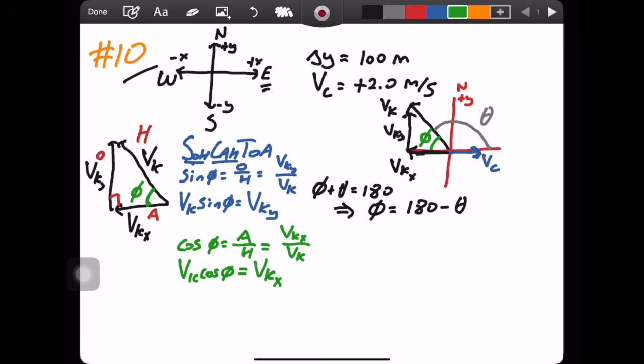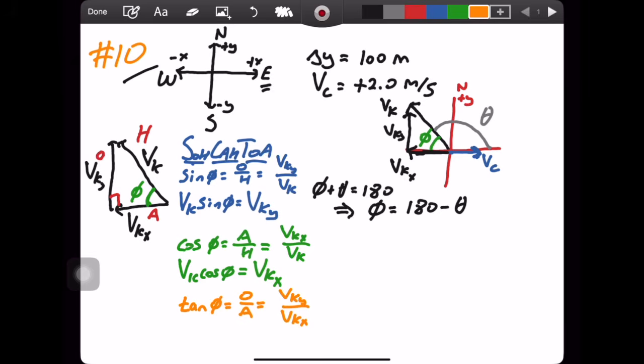Now, if I wanted to, I could go even further. I could use TOA. I used SO, CAH, now let's do TOA. We're not going to need this for the problem, but I'll just be thorough here. The tangent of phi is equal to the opposite over adjacent. T is tangent, O is opposite, and A is adjacent. The opposite side is going to be v_k,y, and the adjacent side is v_k,x. So that's how you're going to get your different trigonometric functions from this right triangle.